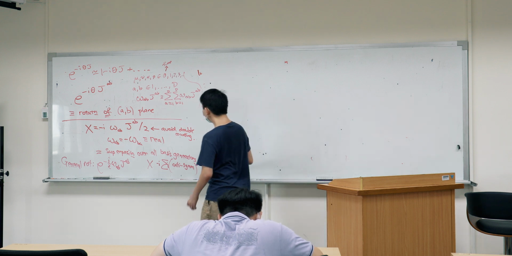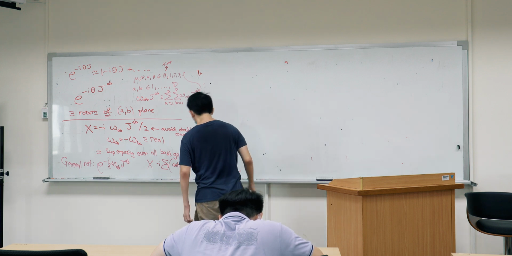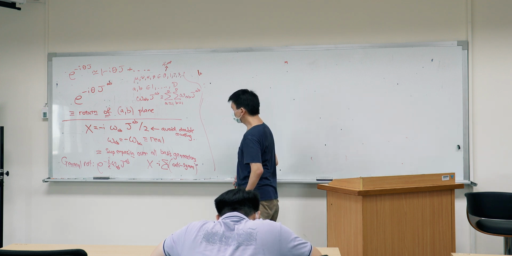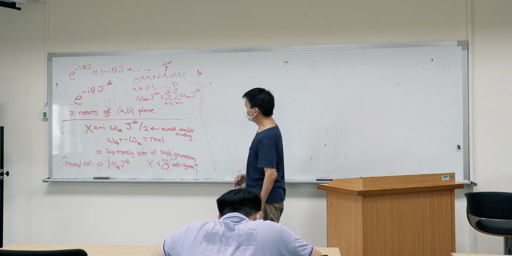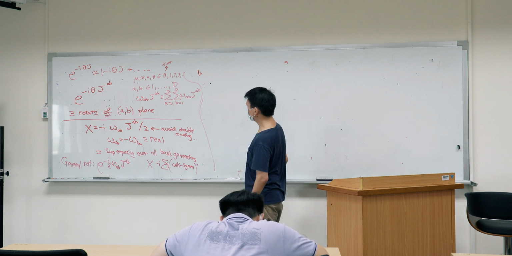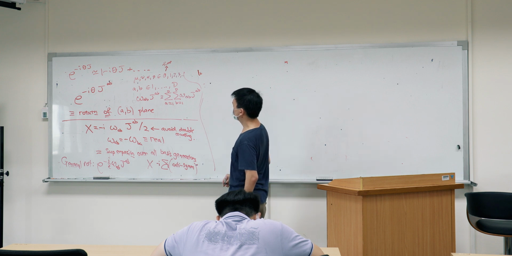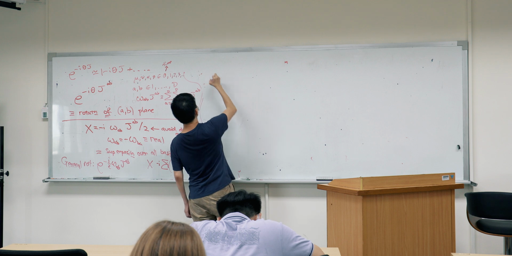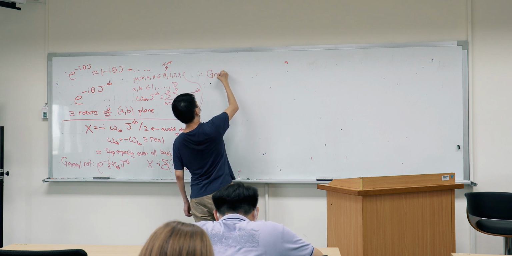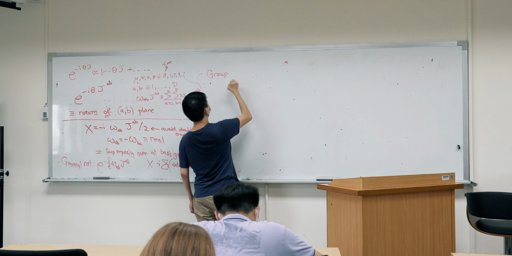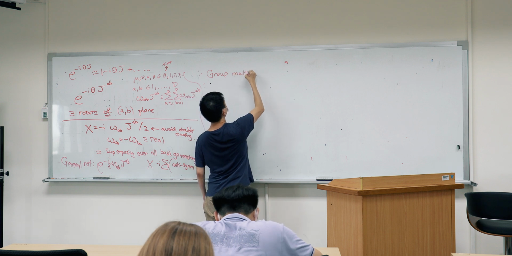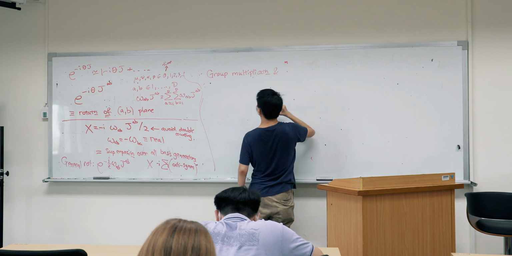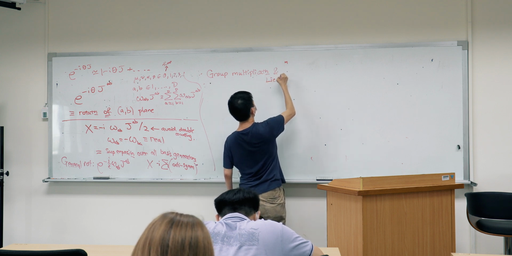Then we'll go on to do the Lorentz group. So it's a warm-up, as I mentioned. But before we get to quantum mechanics, I now want to talk about group multiplication. And this is where the concept of the Lie algebra comes in. Group multiplication and Lie algebra.